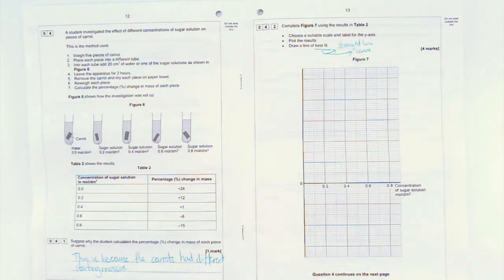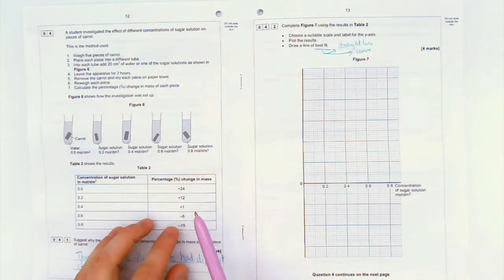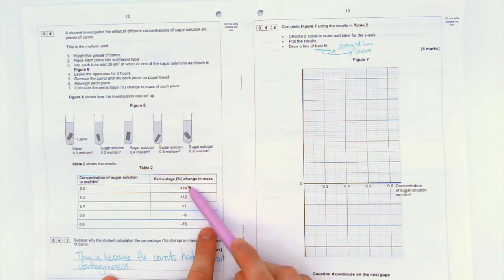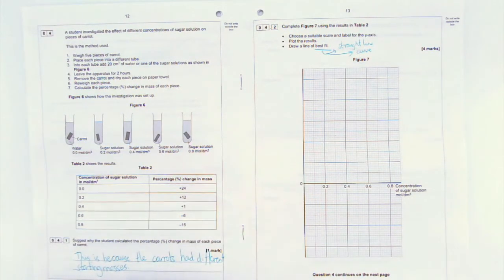It says choose a suitable scale and label for the y-axis. That's always the hardest part of plotting a graph, and I would say is what separates out people. The osmosis graph, I think, is actually one of the hardest graphs to do at GCSE, because it goes negative. You can have a look here. I've got to plot up to plus 24, and I've got to plot all the way down to minus 15. So I need a scale which represents that.